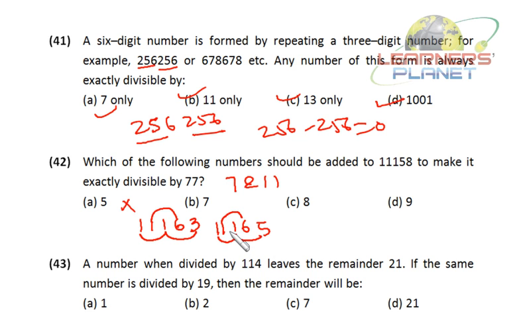Let's check whether it is divisible by 7 or not. So 165 minus 11, that is 154, and 154 is divisible by 7. Okay, so this number becomes divisible by 77. So the correct answer is 7. It's very easy, friends. Let's do the next problem.